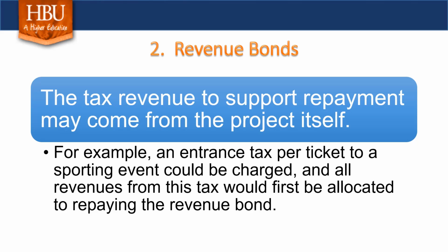The second type of government-issued bonds are revenue bonds. The tax revenue to support repayment for these bonds comes from the project itself. For example, an entrance tax may be charged per ticket to a sporting event, and all of these revenues from this tax would be allocated to the repayment of the bond. Also, it may be that in a new facility construction, luxury boxes are potentially taxed, and that tax money is set aside to help pay off the bond.